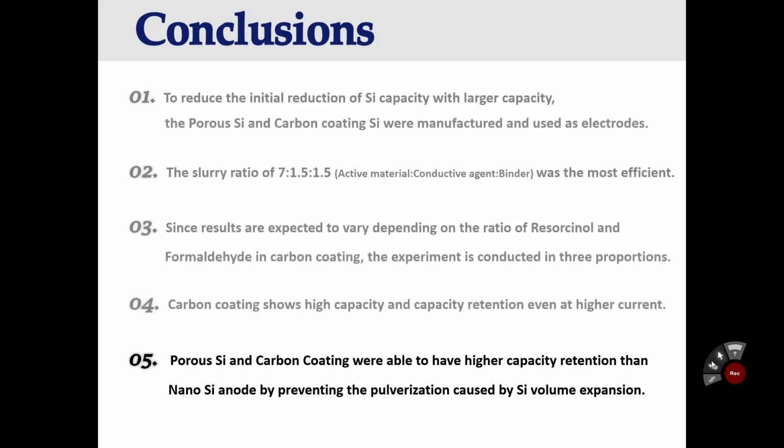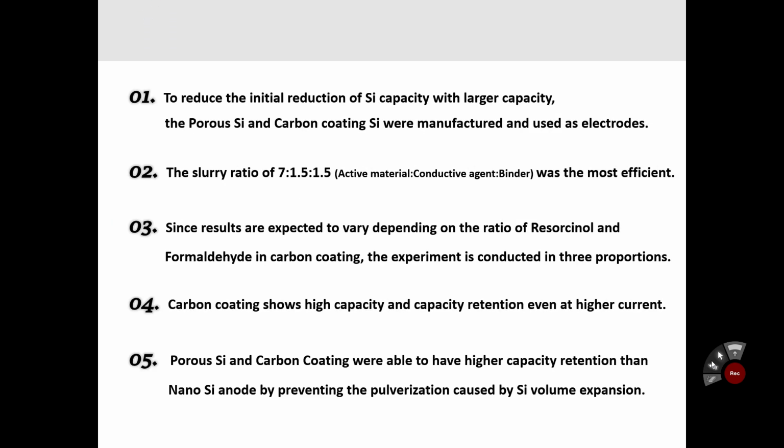This is the final section, the conclusion. Initially, porosilicon and carbon-coated silicon were manufactured and used as electrodes to reduce large reductions in silicon capacity. The slurry ratio of 7 to 1.5 was the most efficient.